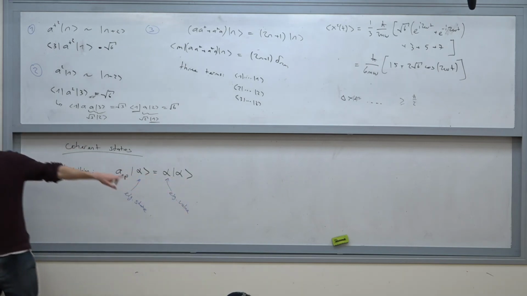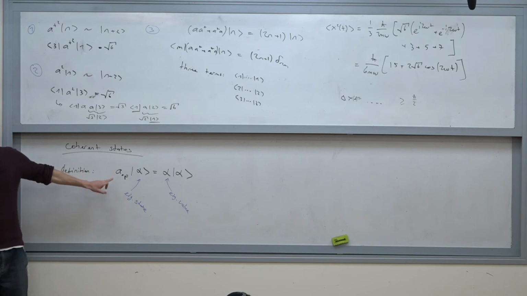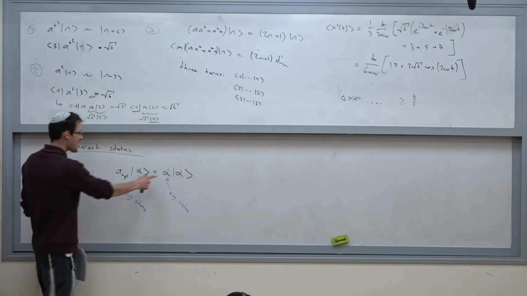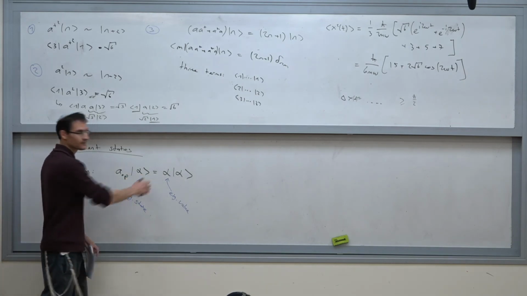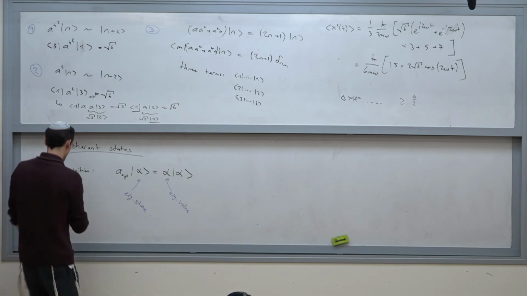But now because A is not a Hermitian operator, alpha is not a real number. Alpha can be complex.